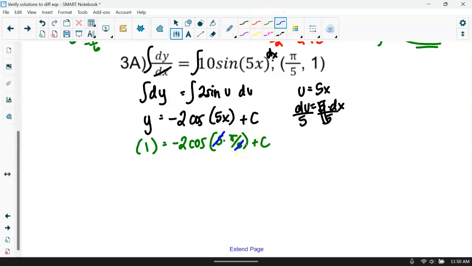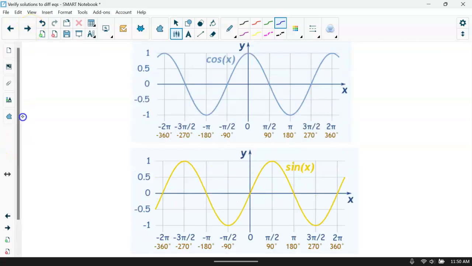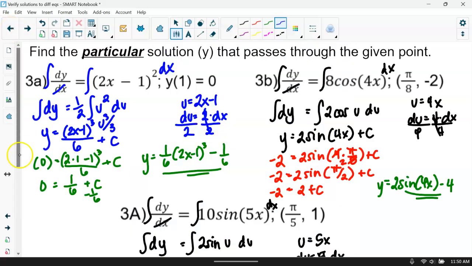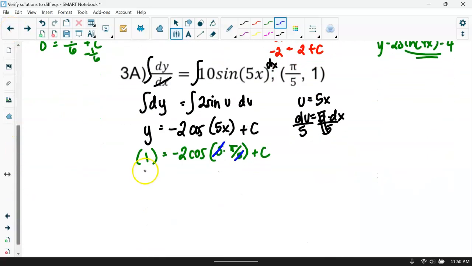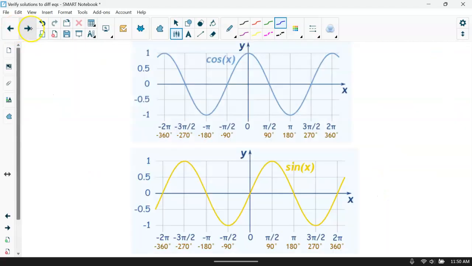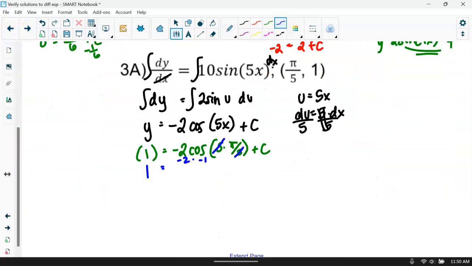So really you're just finding cosine of pi. Cosine of pi here is negative 1. So here I've got 1, which is equal to negative 2 times negative 1 here, right? Sorry. So negative 1 here, which is positive 2.